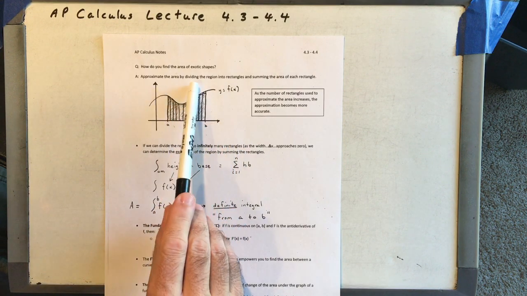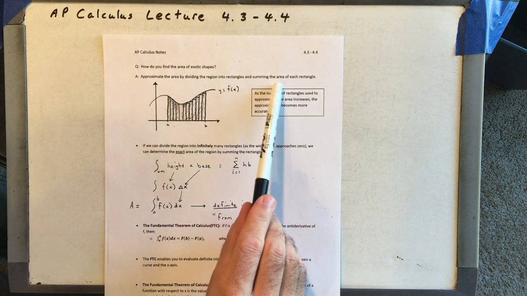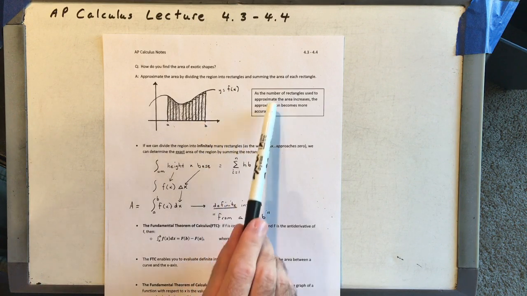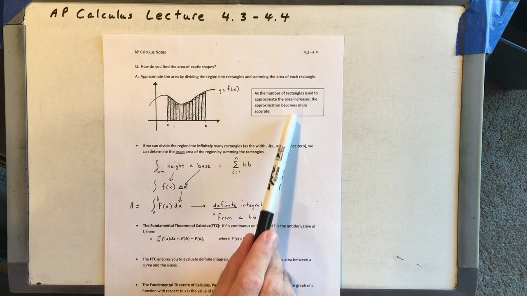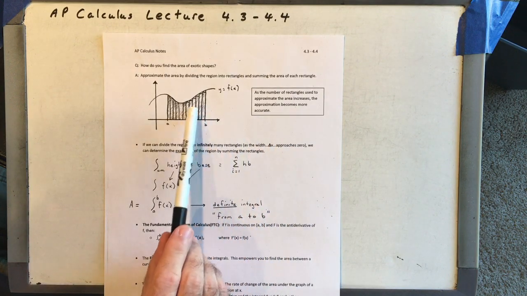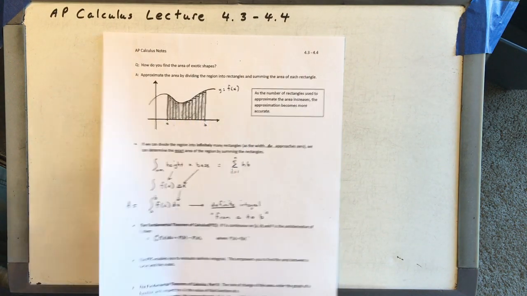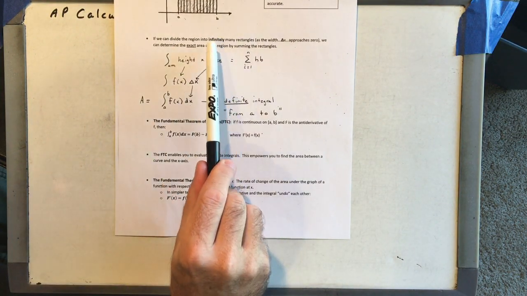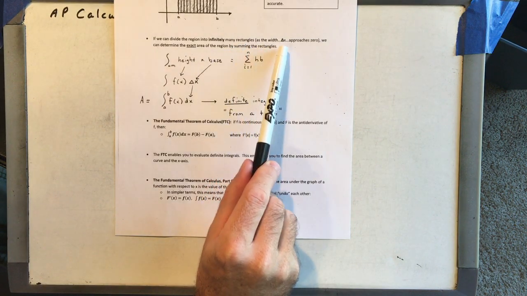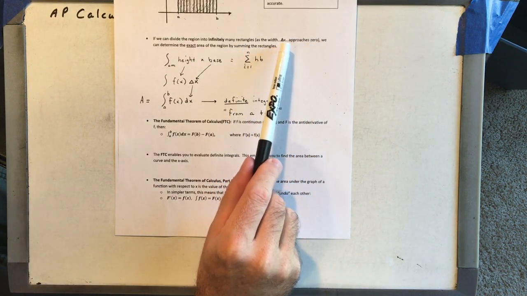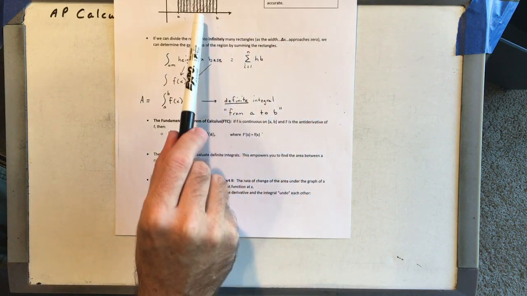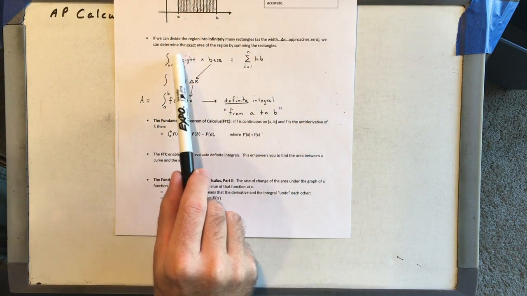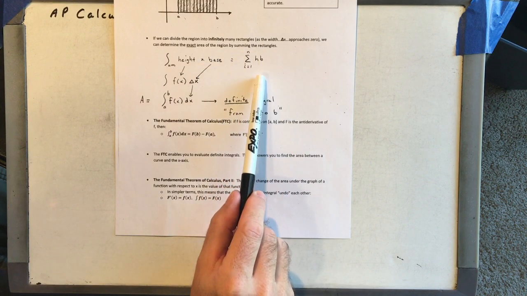All right? So you approximate the area by dividing the region into rectangles and summing the area of each rectangle, which we did in yesterday's lecture. As the number of rectangles used to approximate the area increases, the approximation becomes more accurate. The skinnier the rectangle, the better. So if we can divide the region into infinitely many rectangles, as the width delta x approaches 0, you're just getting a line, right? And then there's no error. There's no gap up here at the top. We can determine the exact area of the region by summing all the rectangles.